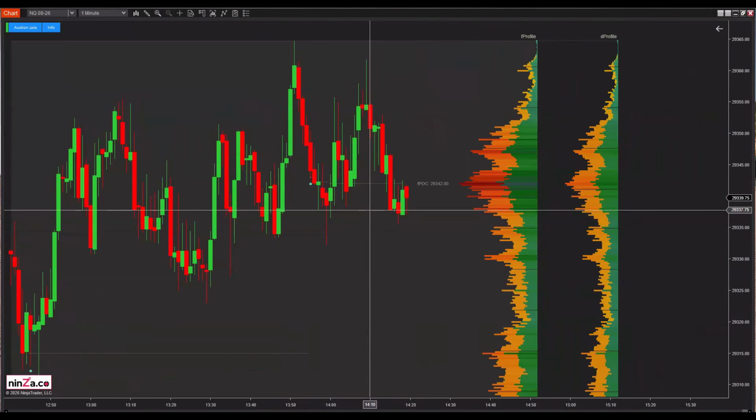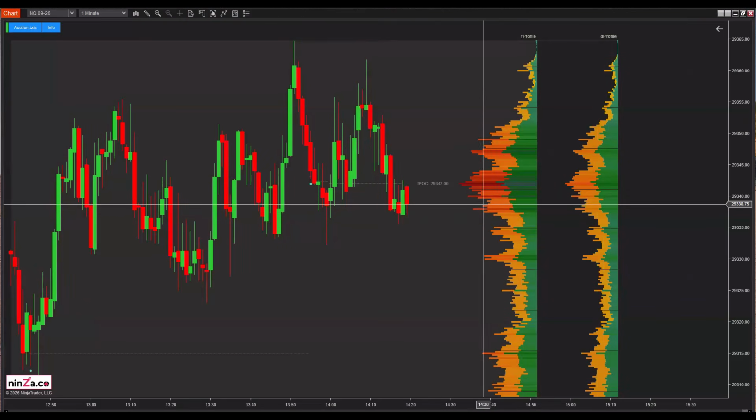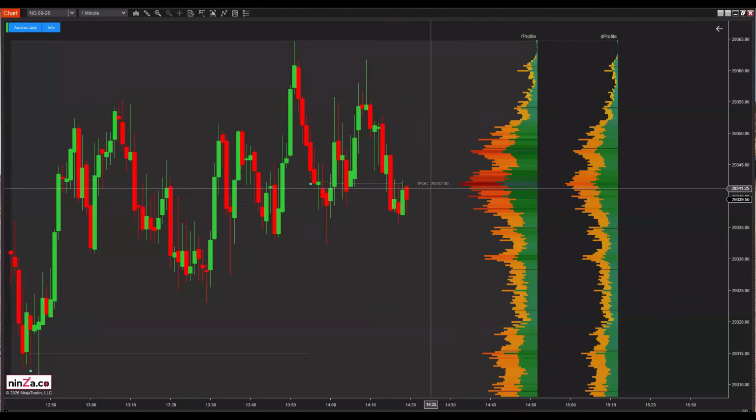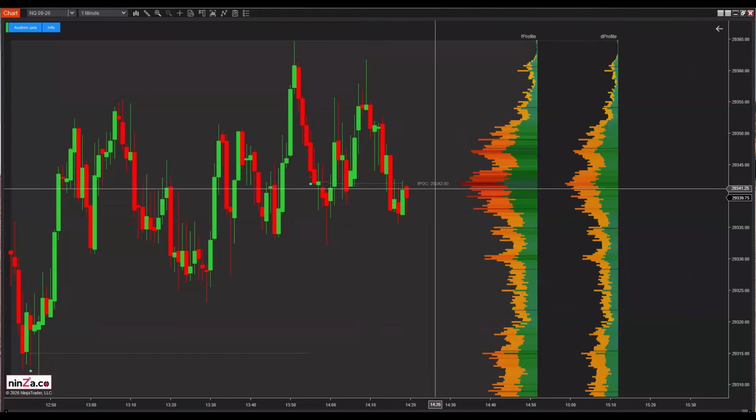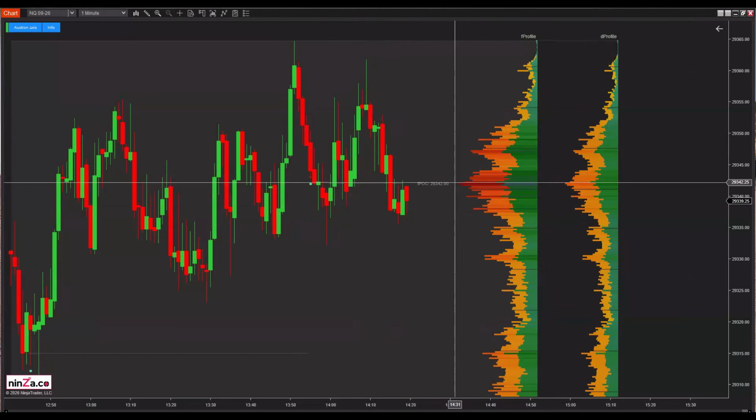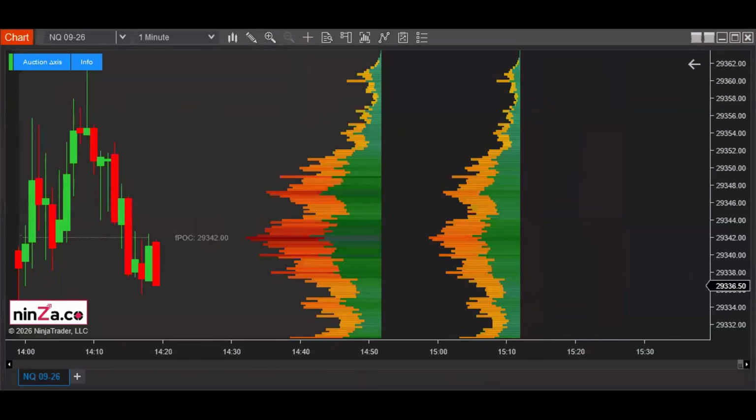Those of you who work with market profile, volume profile, you understand there is a lot of activity right in this area over here. Lots and lots of activity right here. Let's take a look maybe at the YM. Where's my YM? YM.